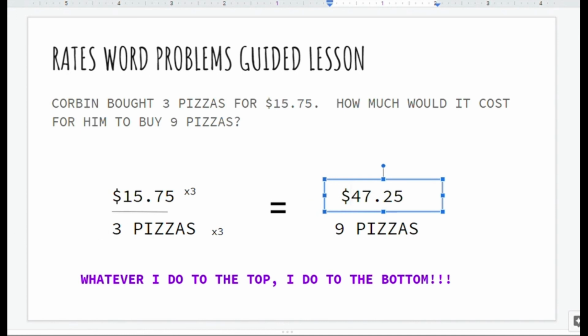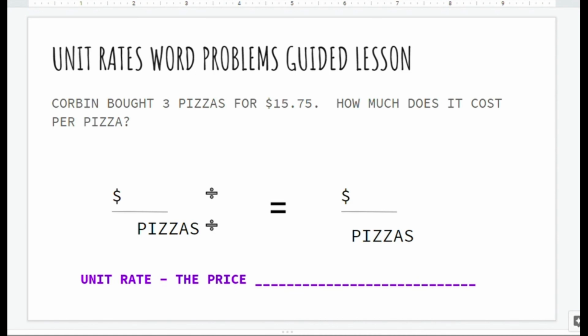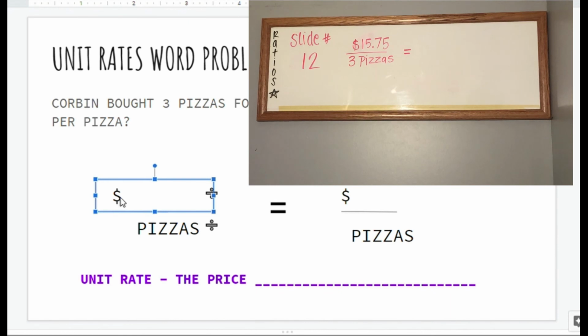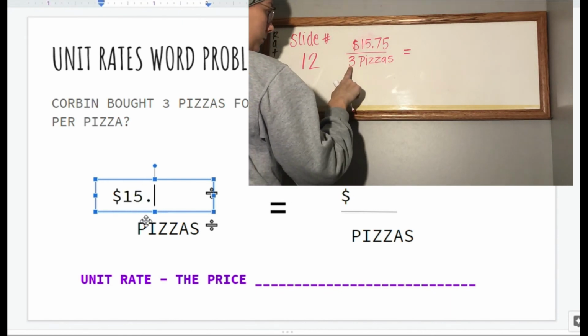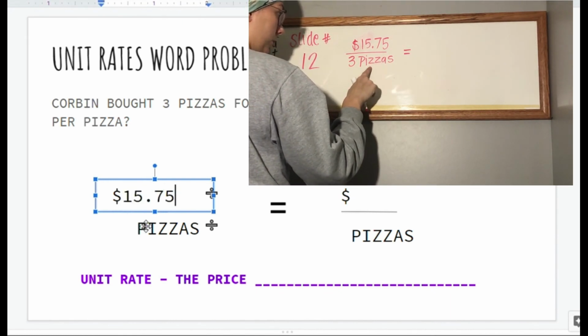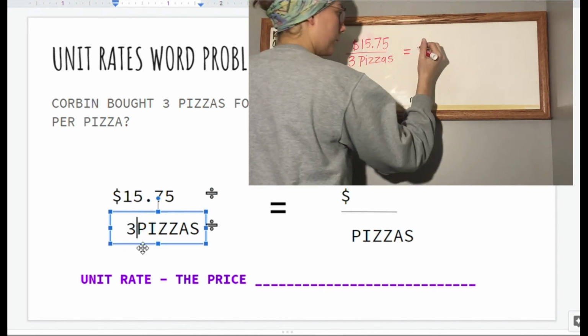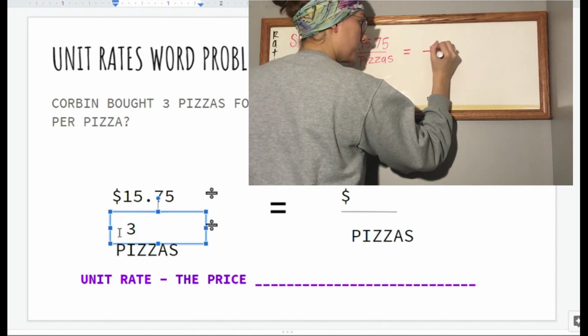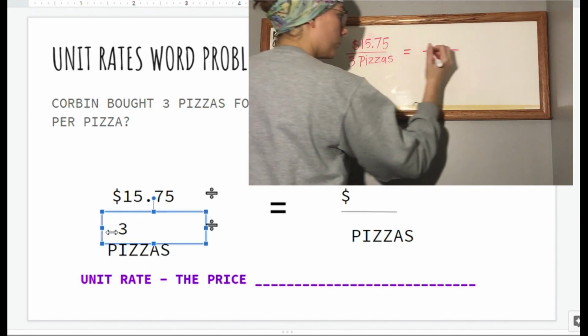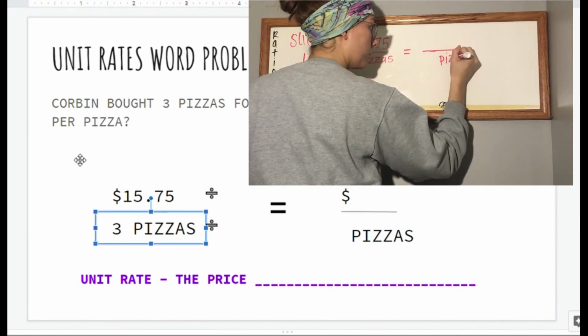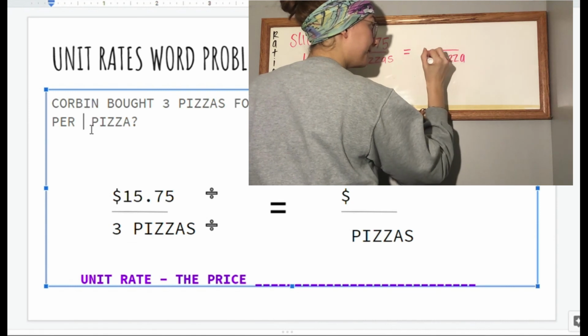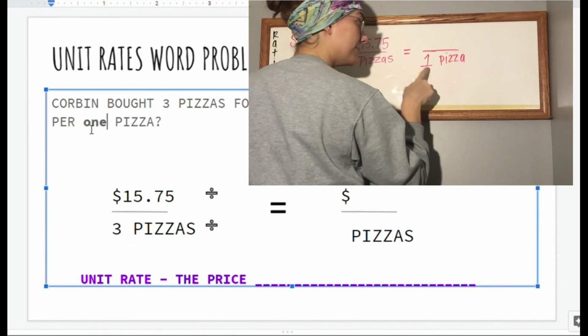So moving on to slide number 14, this is your unit rate problem. That same exact problem. Corbin bought 3 pizzas for $15.75. So I'm going to write that problem in my slide. So $15.75 for 3 pizzas. But now it's asking me, how much does it cost per pizza, or per 1 pizza.